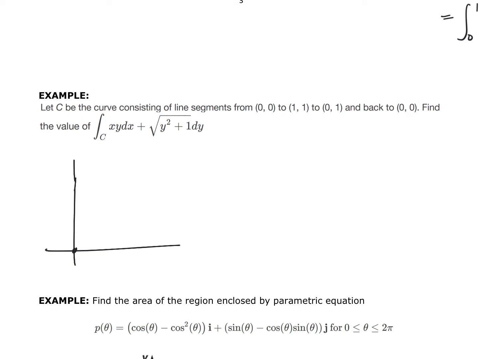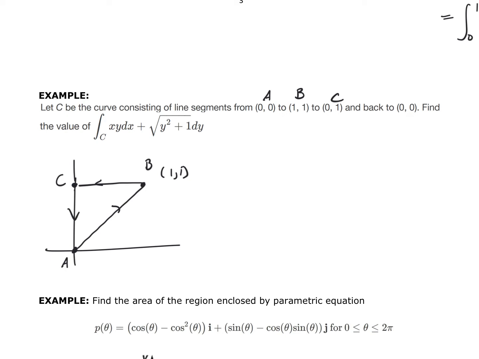Line segment starts here, so this is starting at A, and then I go to (1, 1), so I'm going to go here, I'm going to call this B, just so I can keep track of where I'm going. And then I'm going to go to (0, 1), so I'm going to go to this point C. So this is (0, 1), this is C.